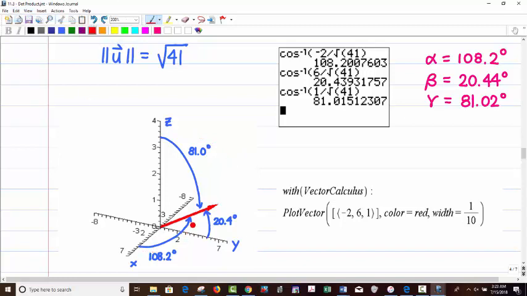Because it does wrap around and goes beyond the y-axis, that's why it's 108.2 degrees. And you can see it's not real far above the y-axis, so I like the 20.4 answer that we have. And then it's coming down 81 degrees from the z-axis, which looks reasonable. It might not look like that much of an angle, but like I said, you need to look at different views on this. If I turned it a certain way, it would look like more of an angle coming down from the z-axis. It looked closer to 81.